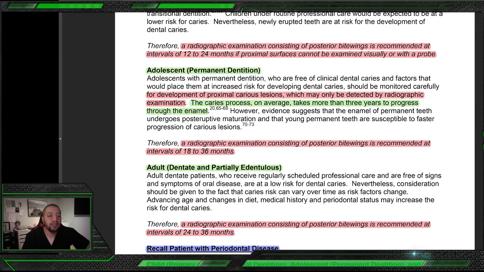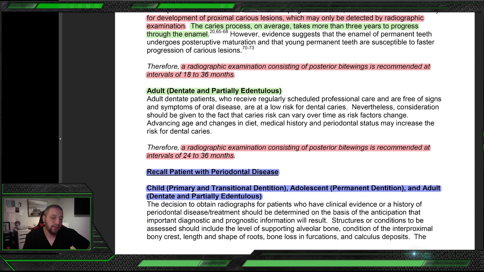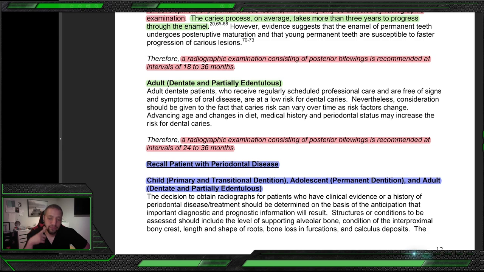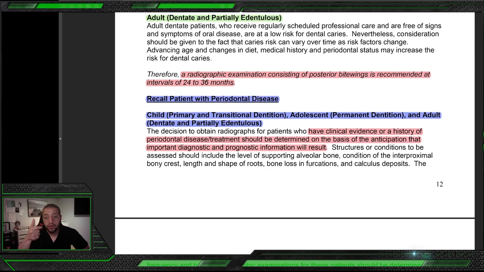And then again, for a dentate or partially edentulous patient, the radiographic examination interval is the same, 24 to 36 months, unless the patient has some chief complaint. If he has a chief complaint, he's speaking about specific teeth. The tooth, for example, has a clasp over it, it's mobile, it's painful. So you should take a PA for this one regardless of the guideline here.